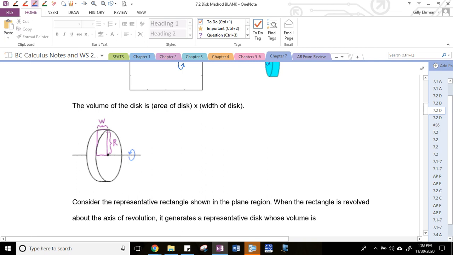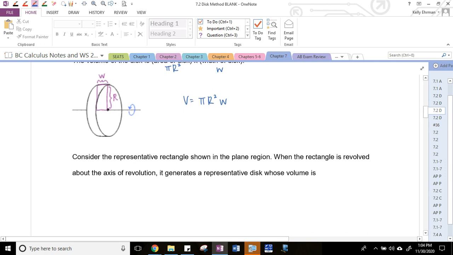The volume of one disk would be the area of the disk times the width of the disk. The area of the disk, if it's a circle, is pi times whatever the radius is, let's call it capital R squared. And the width of the disk would just be whatever width the disk is set to, so we'll call it W for now. Right now that volume is pi capital R squared times W.